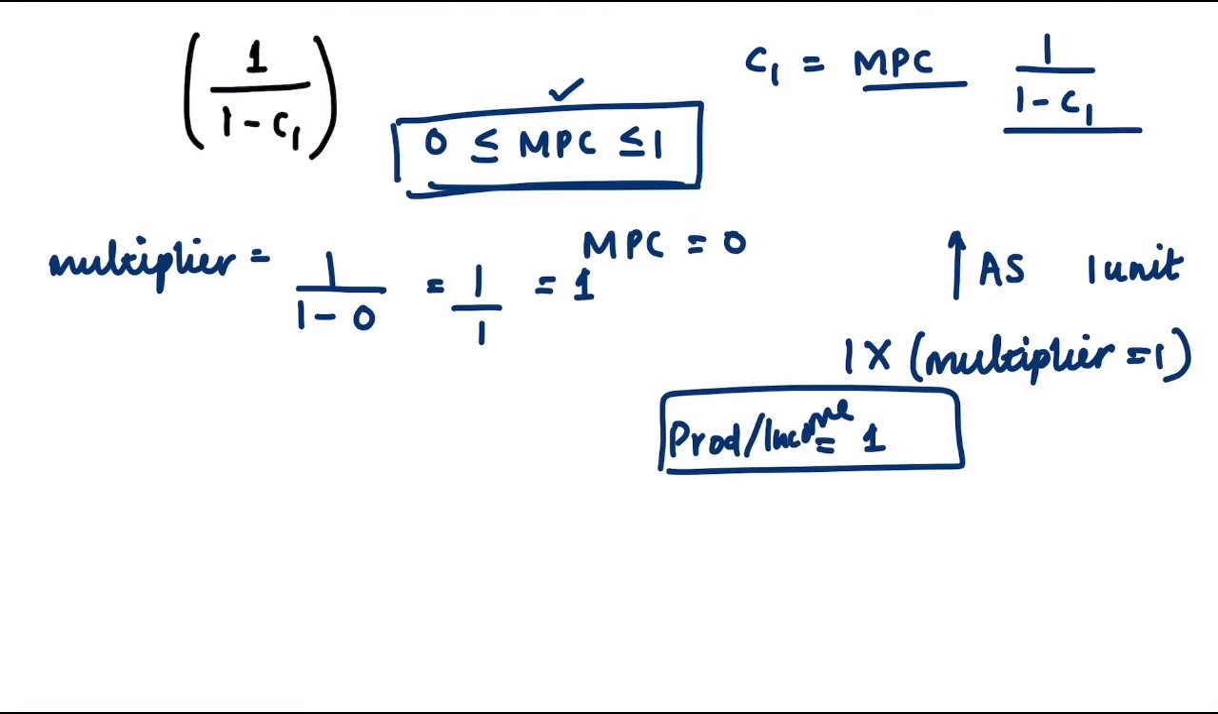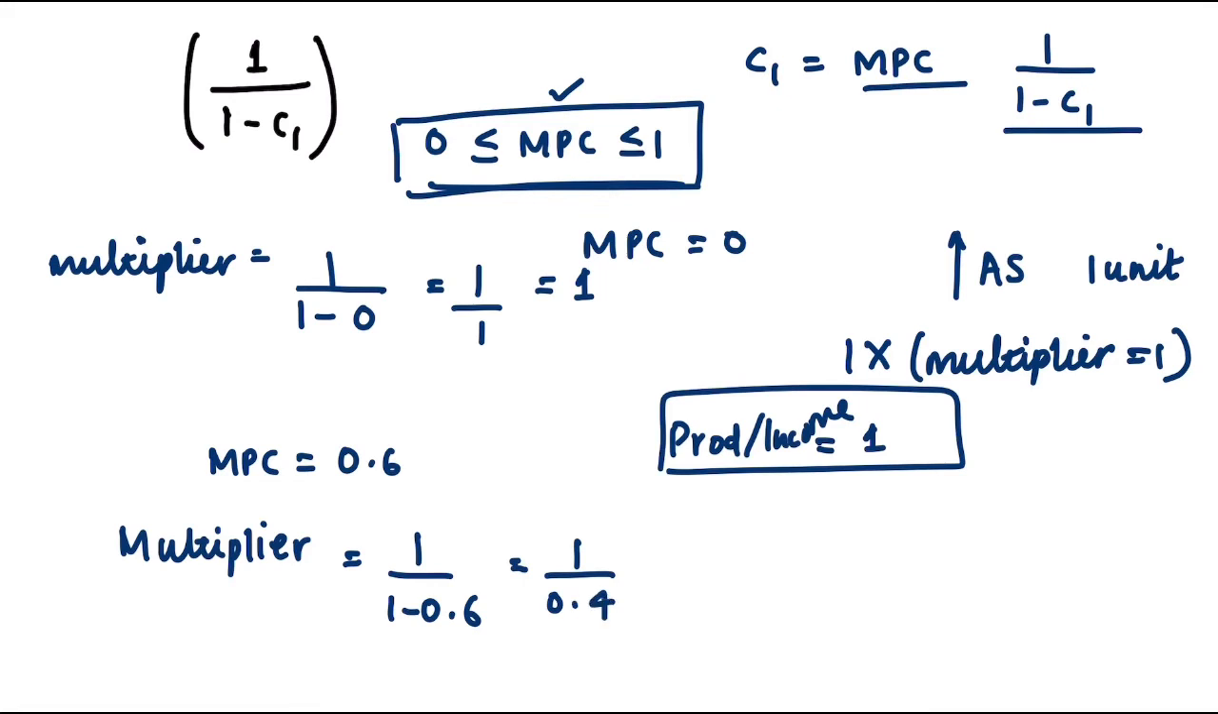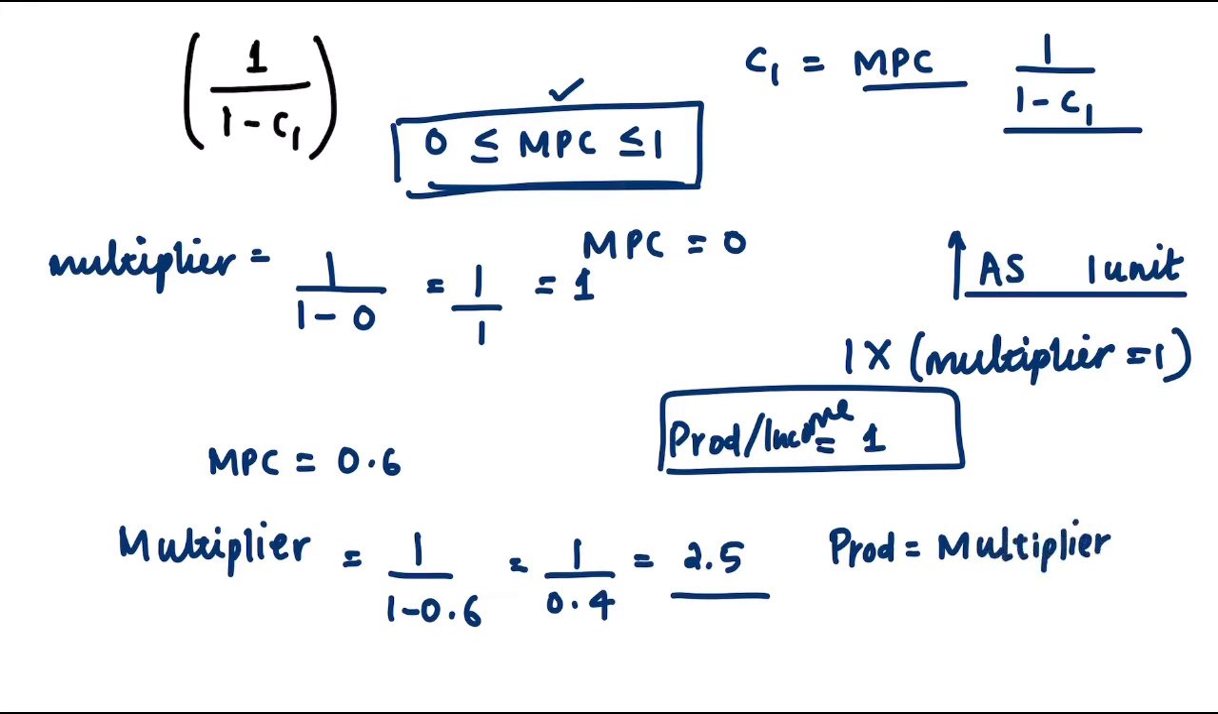But what happens when MPC is some arbitrary value between 0 and 1? For example, let's take MPC equals 0.6. What is the multiplier then? The multiplier becomes 1 by (1 minus 0.6), which is 1 by 0.4, which is 2.5. Now, what does this mean? This means that if I increase my autonomous spending by 1 unit, the total increase in production is the multiplier times the increase in AS, which is really 2.5 into 1, so 2.5.